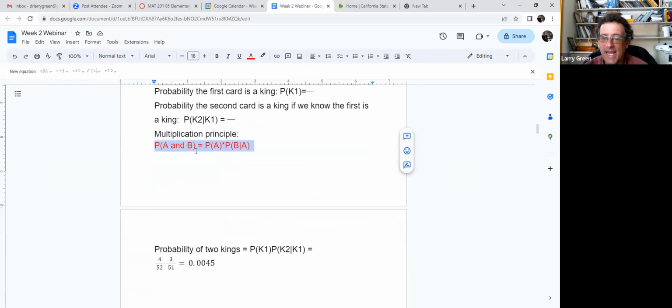So it's the probability of A and B is equal to the probability of A times, and the way you read this is the probability of B given A. So let me put this in words. So the probability of A times the probability of B given A. Any questions on the multiplication principle? And then I did it over here.